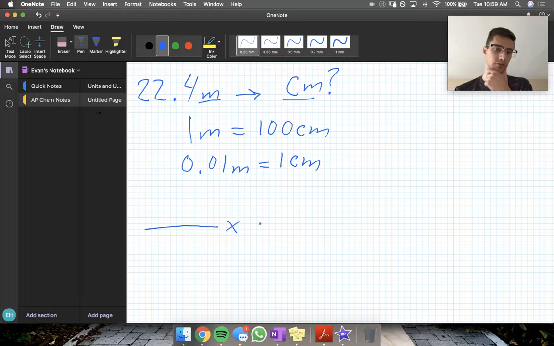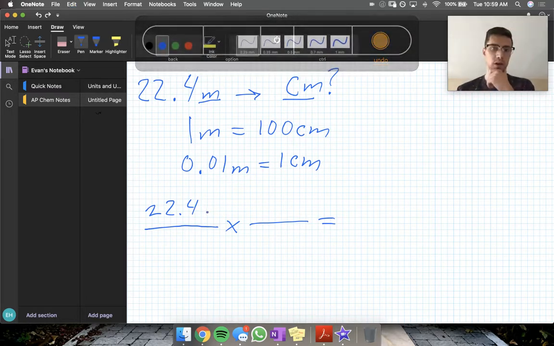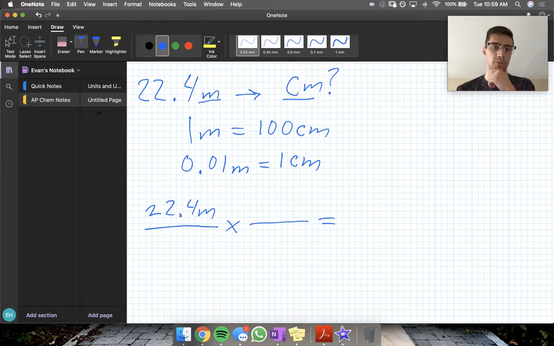I'm going to set this up the same way. My long first line, long second line, and then we have our equal sign over here. Start with whatever value you're starting with. In this problem, we're starting with 22.4 meters. That's where we're going from to what we are heading to. Not centimeters yet. We're getting there. 22.4 meters.